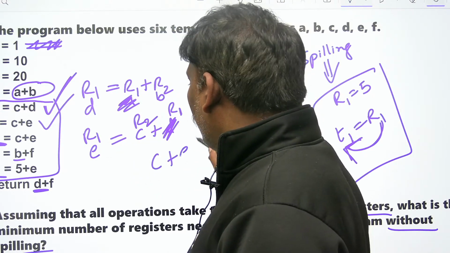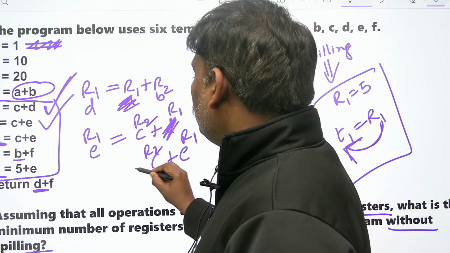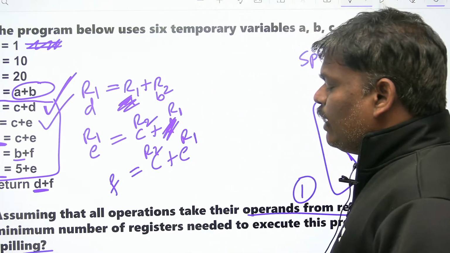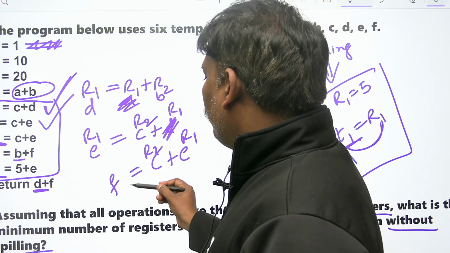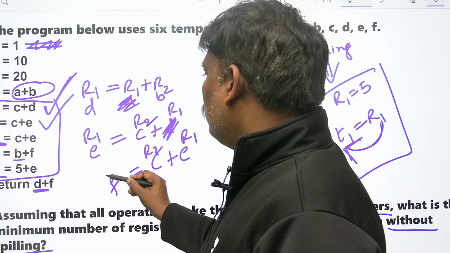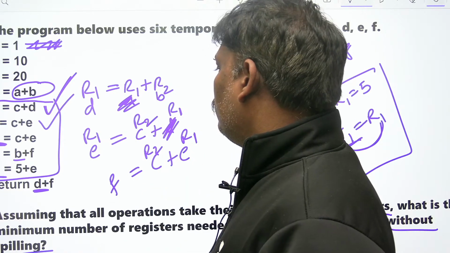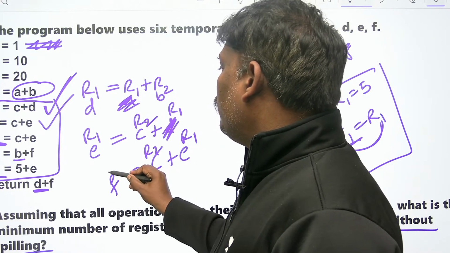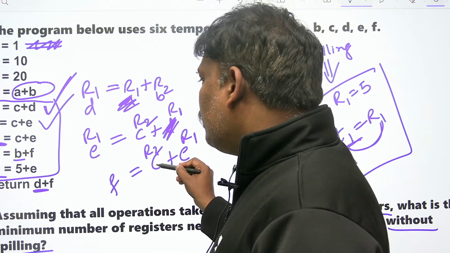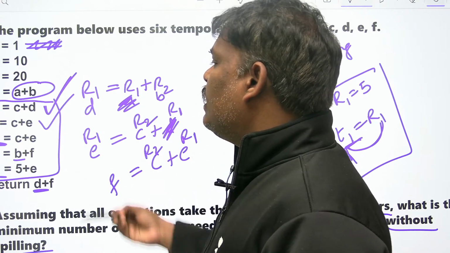C plus E. What is C? R2. What is E? R1. It is going to be F. Can I use R1? R1 means E. Now I think everyone knows C plus E is going on. If I use R1, I will lose E, but E is required afterwards. Can I use R2? R2 means C. Can I use C? I think C is required afterwards.